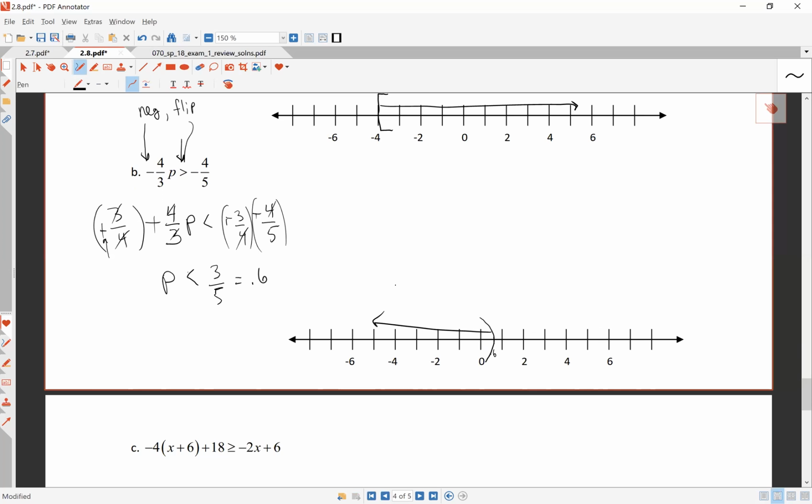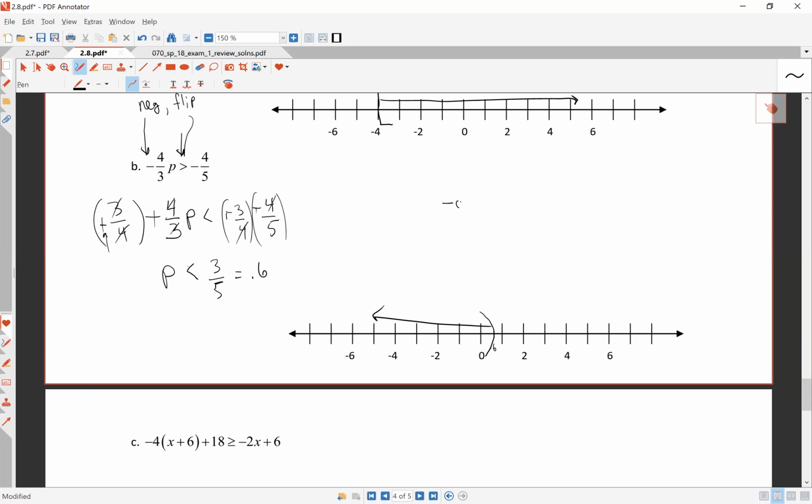So we write this in interval notation. The left is negative infinity, and the right is 0.6. I'd rather use 3/5. Set builder notation is the set of p this time such that p is less than 3/5.